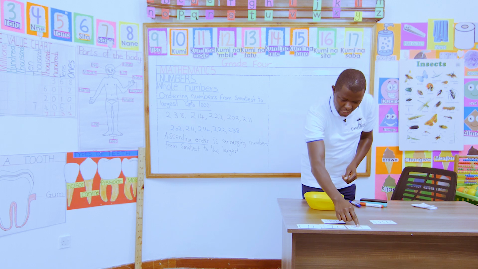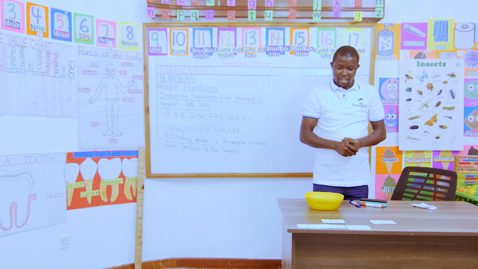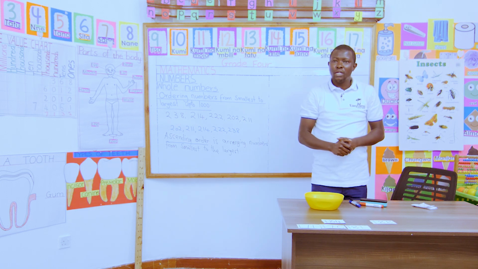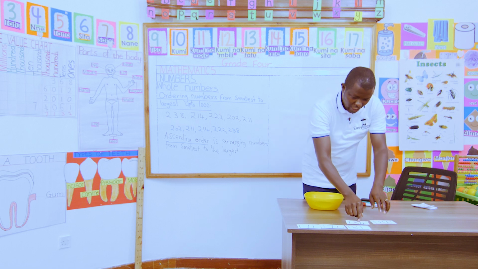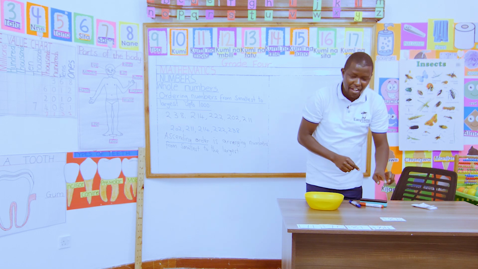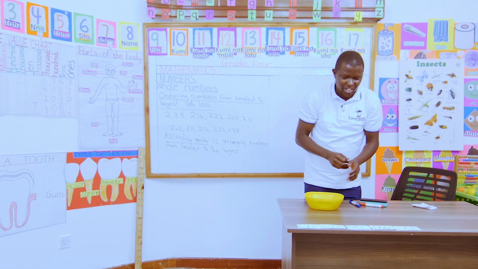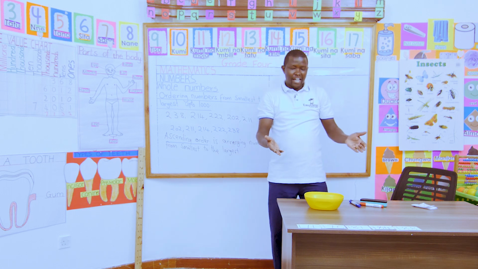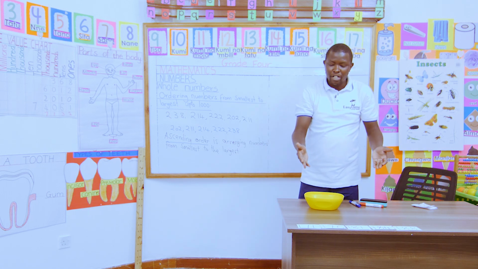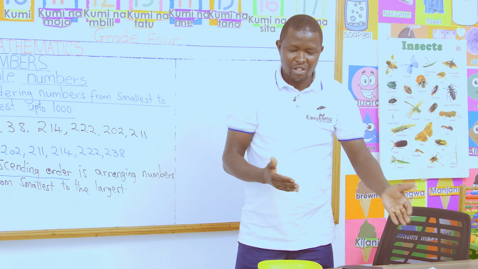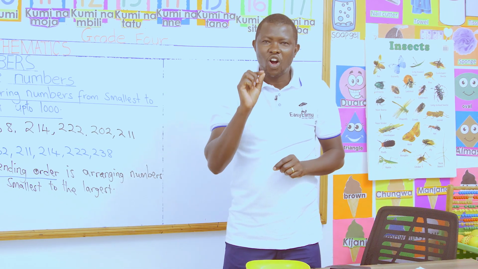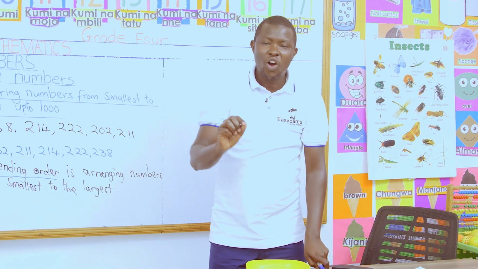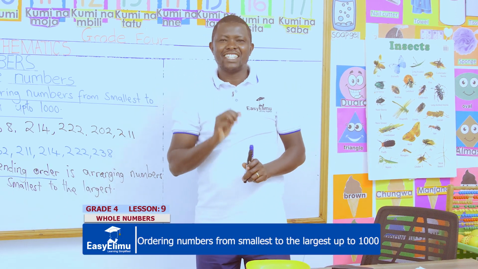181. So 181 will be the third one. The fourth one, Wangari, can you tell us the fourth number? 184. And then the last one is the one that is remaining. That is very correct. We can clap for ourselves. That is how we arrange numbers from the smallest to the largest. And we say we have done it in an ascending order, from the smallest all the way to the largest.